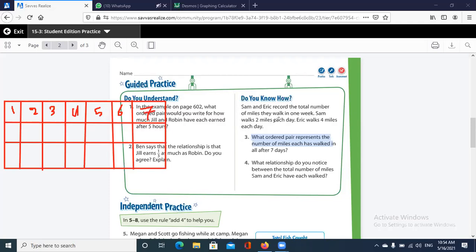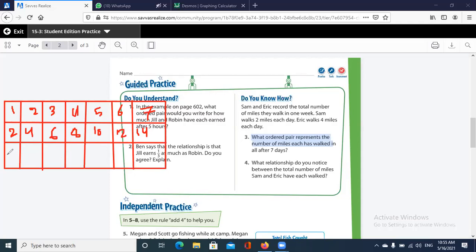Now look, they told me that Sam walks 2 miles each day. So I will use the rule add 2, right? So 2 miles, 4, 6, 8, 10, 12, 14. Yes.